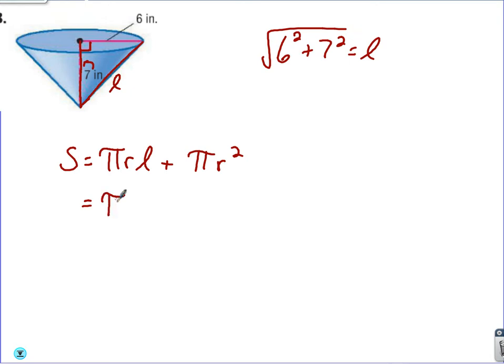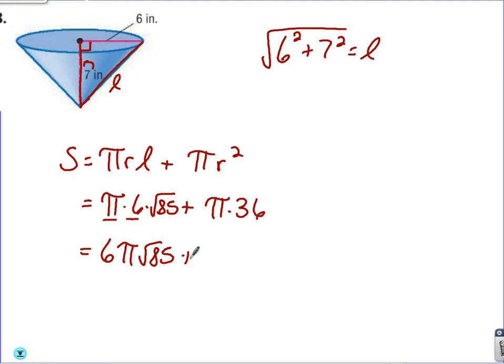So you have pi times the radius times the square root of 85 plus pi times the radius squared. Let's put our pi's at the end. Well, actually, anytime you've got a square root in a problem, they're never going to write any of this stuff after the square root. So you would write this as 6 pi root 85 plus 36 pi. That's how they would write your exact answer.